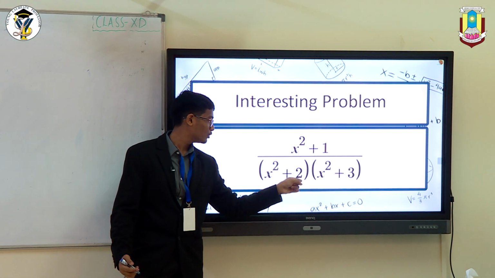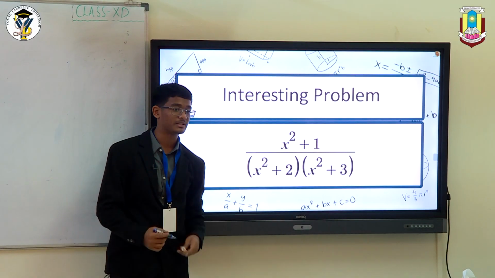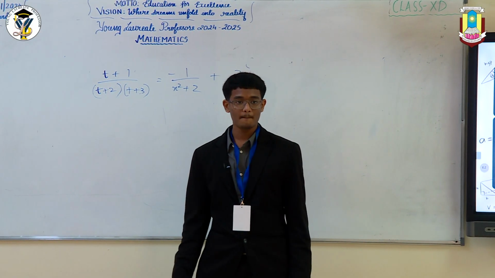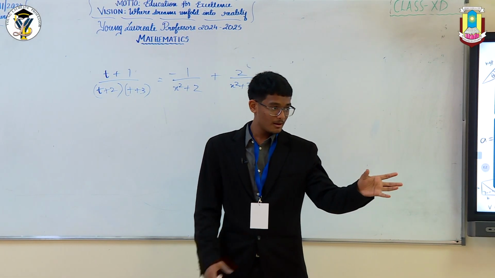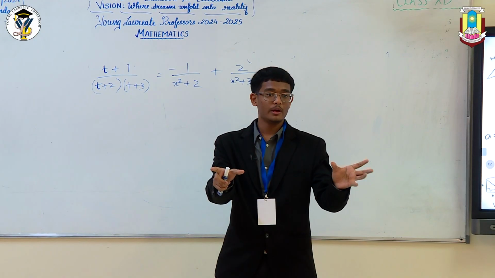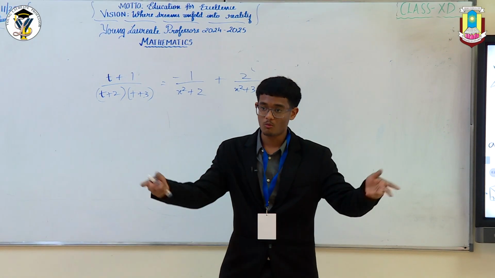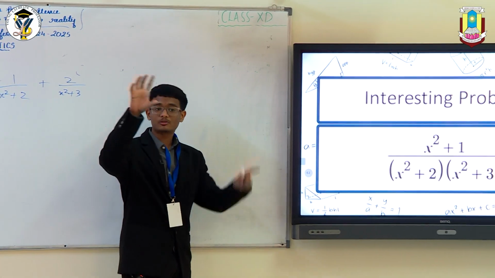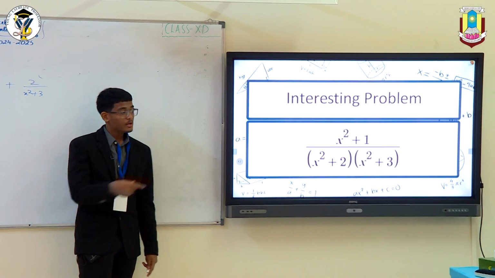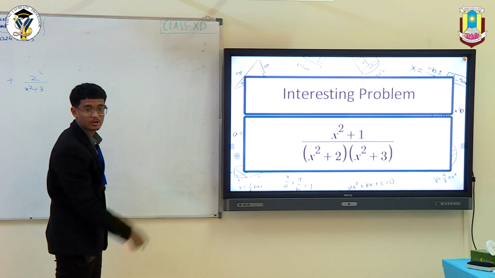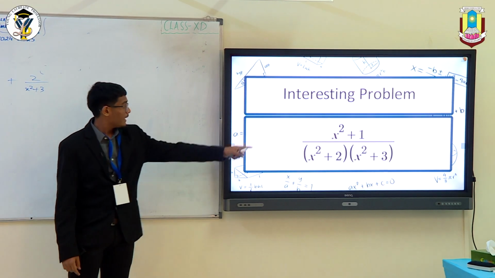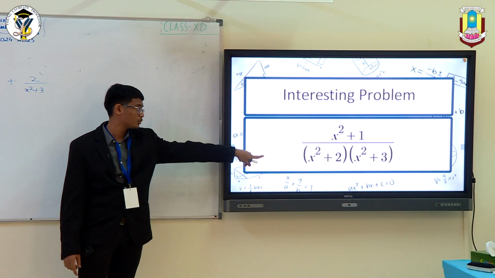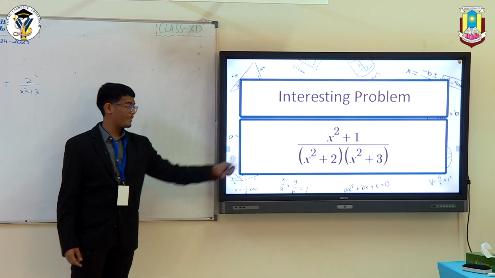1 by x square plus 2 into 1 by x square plus 3. Now if you check x square plus 3 minus x square plus 2, how much is that? X square cancels out. 3 minus 2, 1. So what can you write the numerator as? X square plus 3 minus x square plus 2. X square plus 3 and x square plus 3 cancel out. You're left with 1 by x square plus 2. X square plus 2 cancels out, and you're left with 1 by x square plus 3.